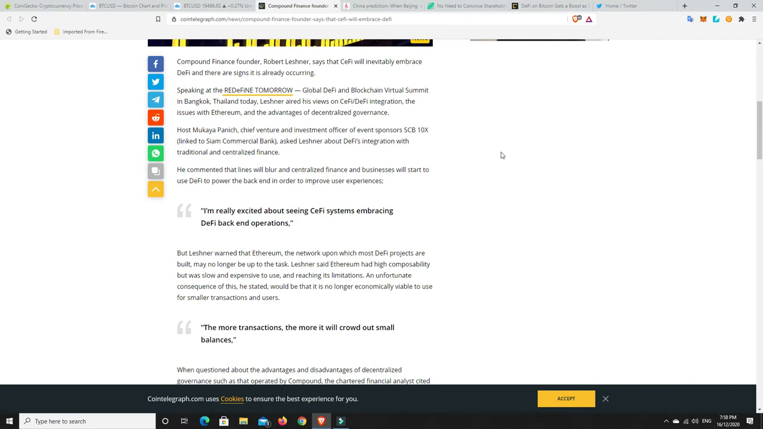Host Mukaya Panich, venture and investment officer of event sponsor SBC 10X, linked to Siam Commercial Bank, asked Leshner about DeFi's integration with traditional and centralized finance. He commented that lines will blur and centralized finance and business will start to use DeFi to power the back end in order to improve user experience.